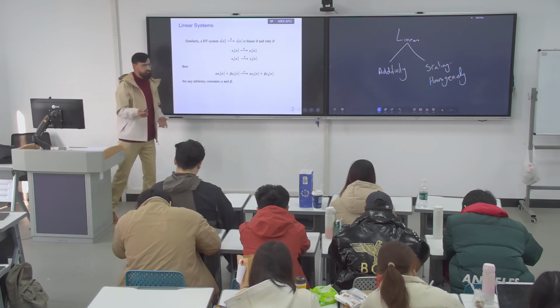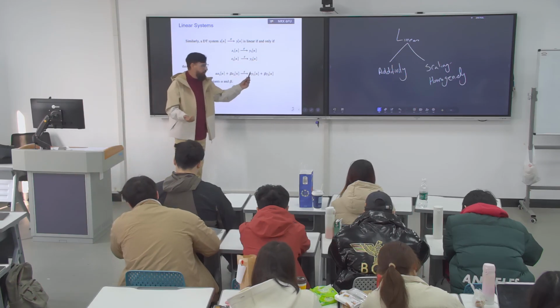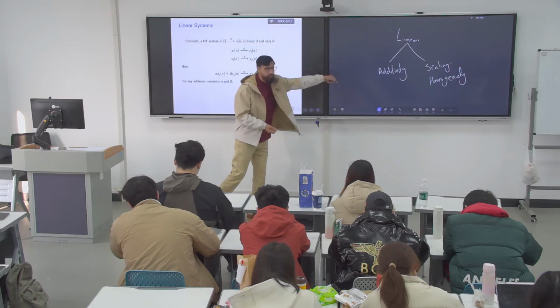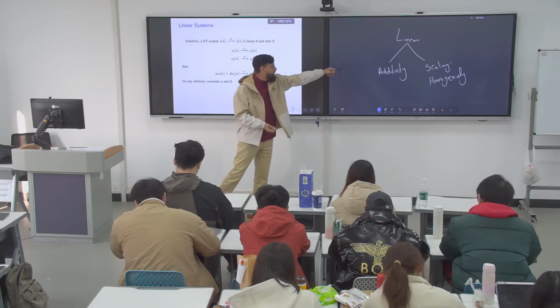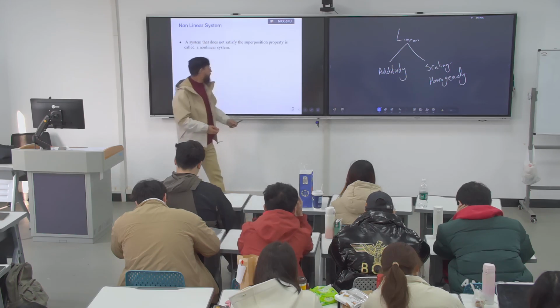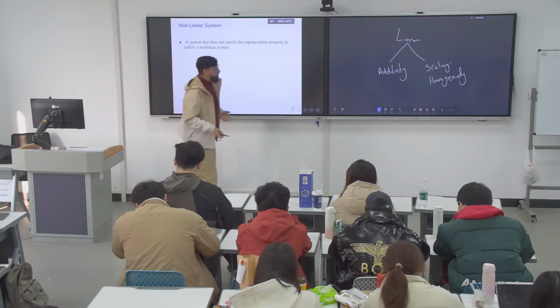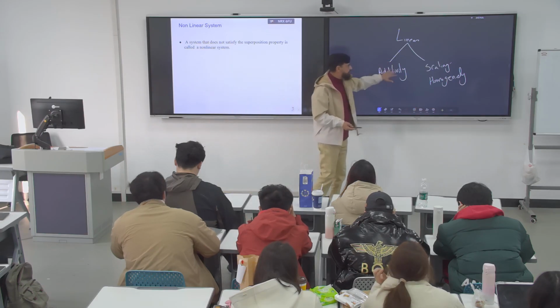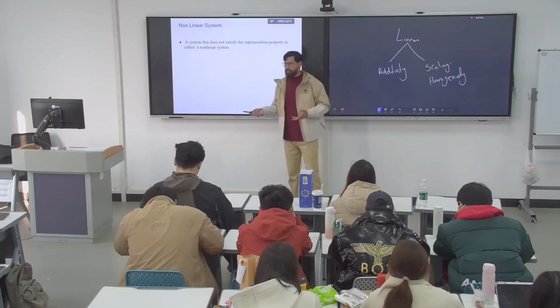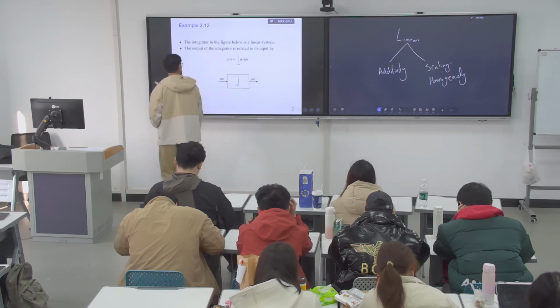For discrete, we are just replacing it by n. So the same definition applies for discrete. Both have to be followed for discrete as well. And a system which does not follow them, we just talked about that: if it fails even one of these, it is non-linear. Let's see an example here.